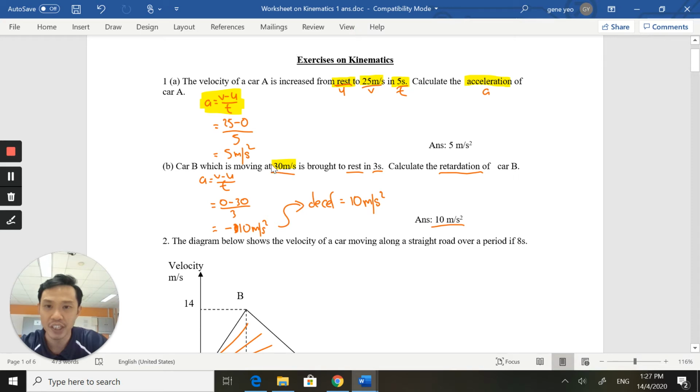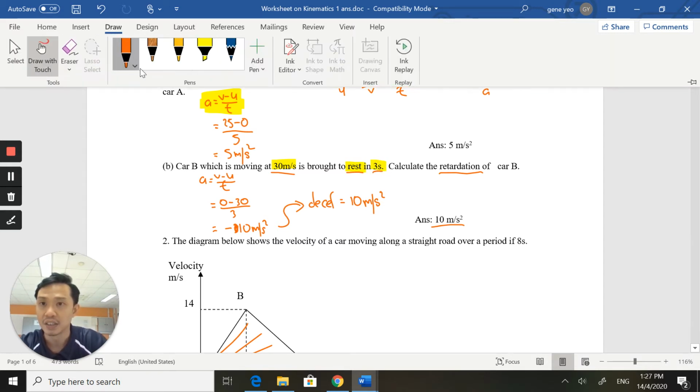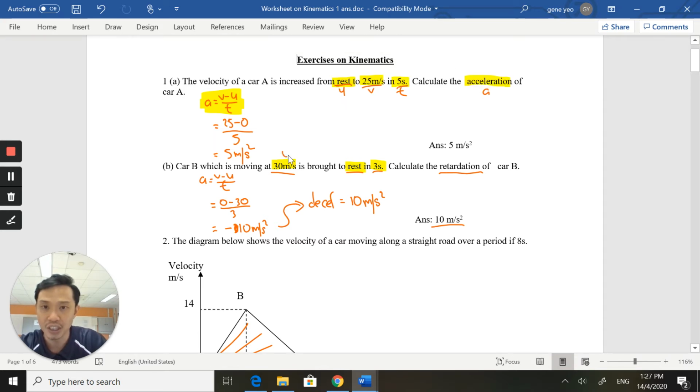A car moving already at 30 meters per second. So initially, it was moving at 30. It came to a rest, so finally it stopped in 3 seconds. Therefore, initially was u, came to a rest is the final, and the time is 3 seconds.